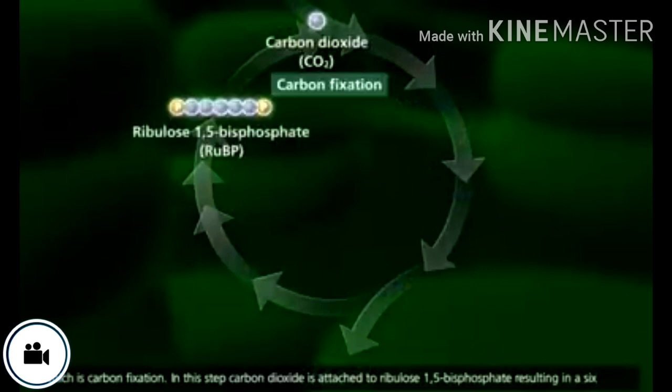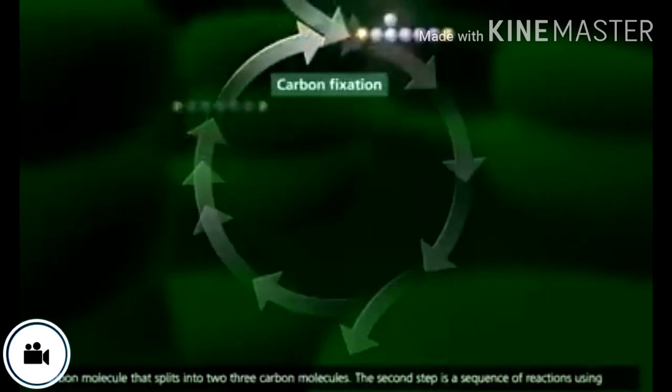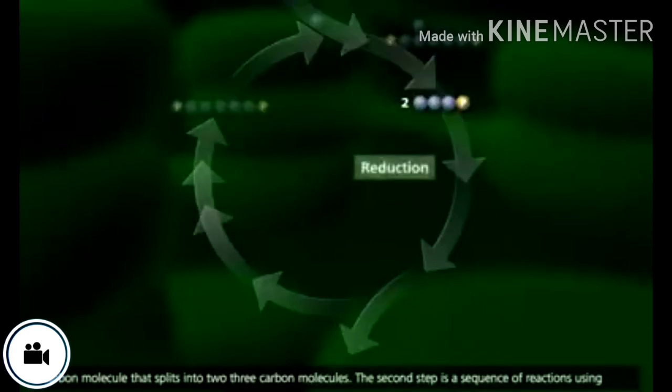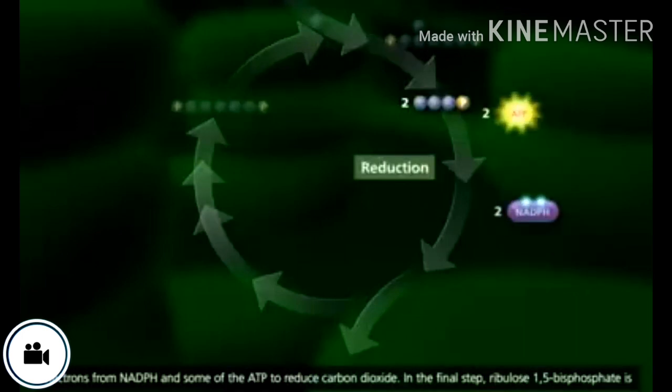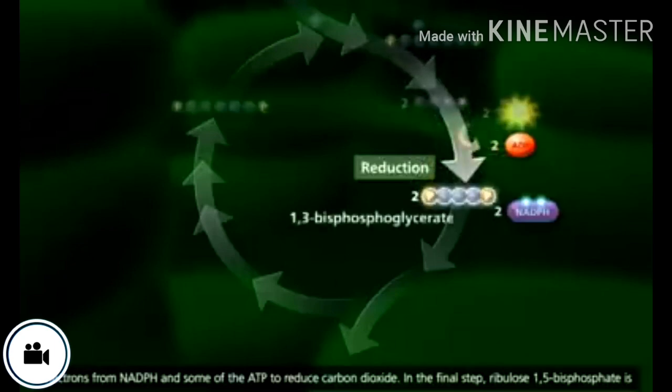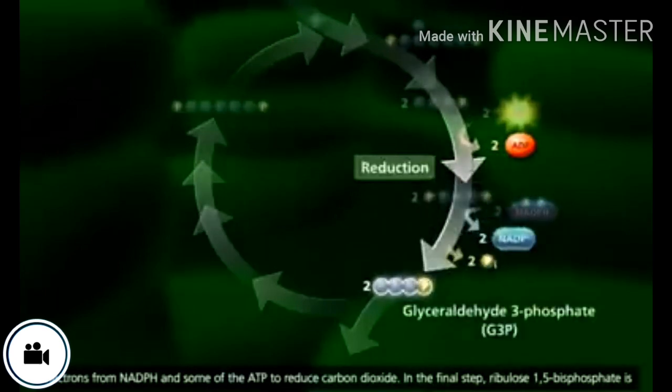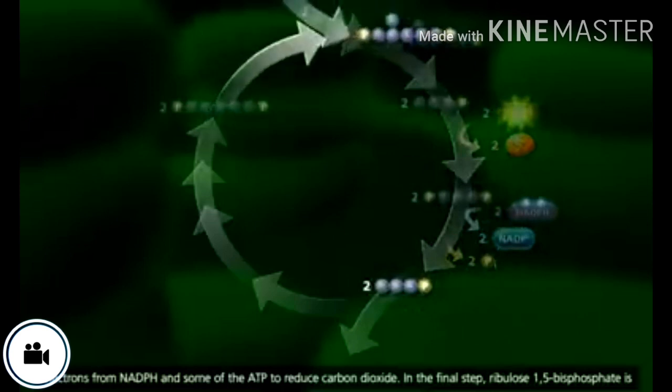In the first process, that is carbon fixation, ribulose 1,5-bisphosphate combines with carbon dioxide to form 2 molecules of 3-phosphoglycerate, also called PGA. Then the process of reduction occurs, where the 3-PGA is converted to 1,3-bisphosphoglycerate, and here the ATP is converted into ADP. As it is a process of reduction, the NADPH is also converted to NADP. In the next step, glyceraldehyde 3-phosphate is formed. 2 molecules of glyceraldehyde 3-phosphate are formed.